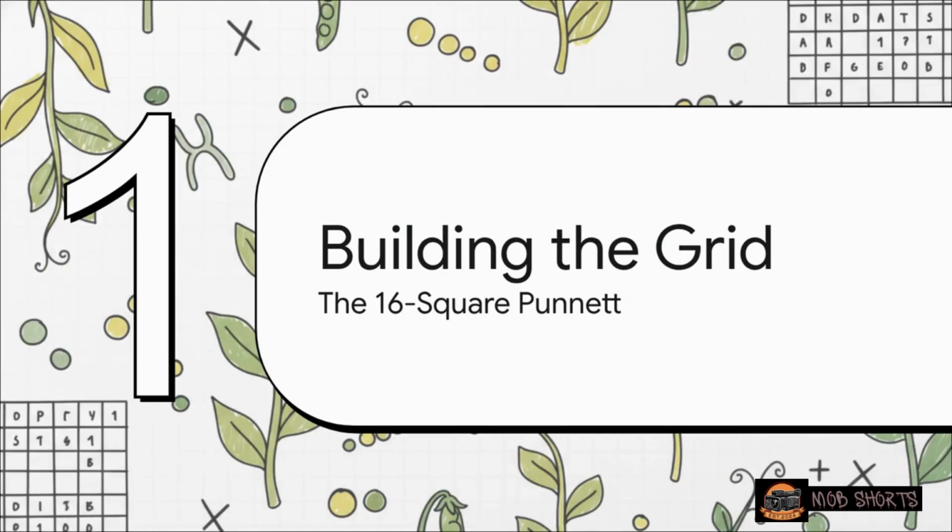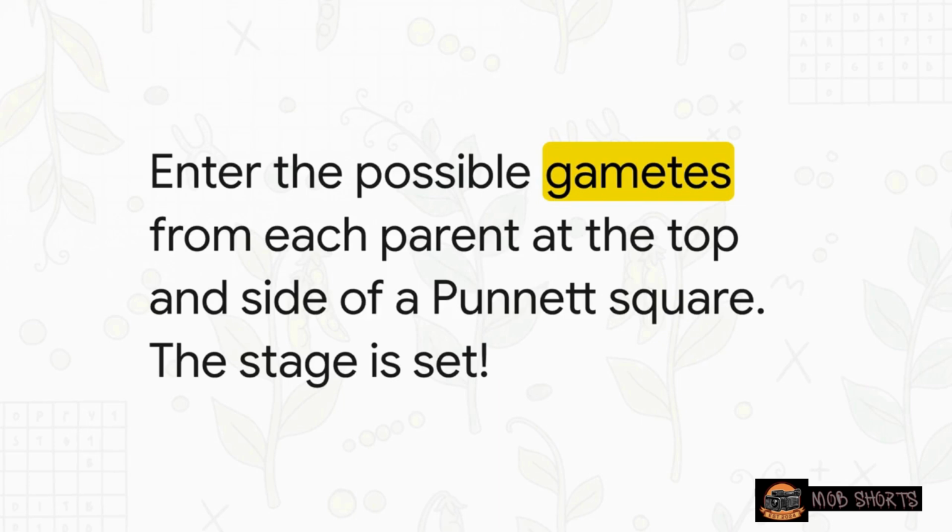Okay, we have our gametes. Now it's time to actually build that 16-square grid. And don't worry, I'm going to show you a trick that makes this whole thing way faster and pretty much impossible to mess up. So here's our empty grid. All we do is take those four gamete types we just figured out with FOIL, put them along the top for one parent, and then put the same four down the side for the other parent. And just like that, the stage is set.